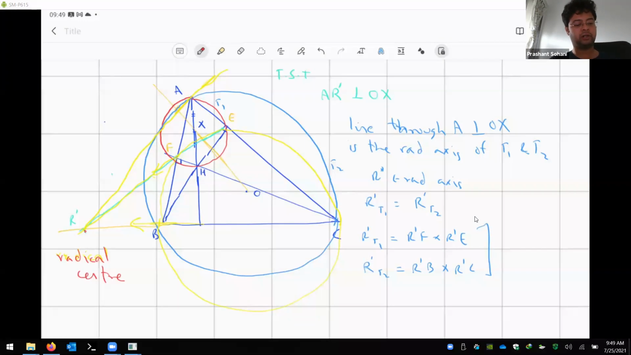So first, instead of constructing R as the intersection of L and BC, we constructed this R dash. Okay, and we want to show that the R dash lies on L. Then the next important thing was to recognize what that line L is.